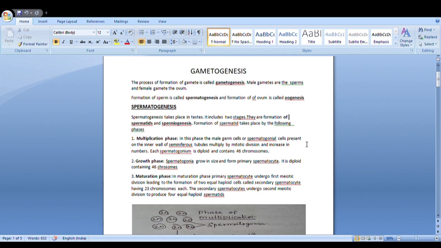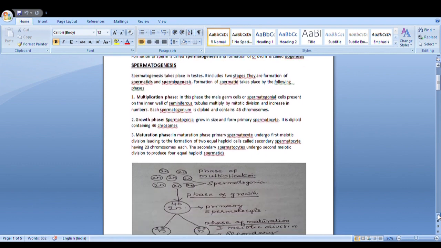So the primary spermatocyte undergo first meiotic division, leading to the formation of two equal haploid cells called secondary spermatocytes, having 23 chromosomes each. The secondary spermatocytes undergo second meiotic division to produce 4 equal haploid spermatids. Thus the spermatids are produced. You can see in the diagram the different phases.